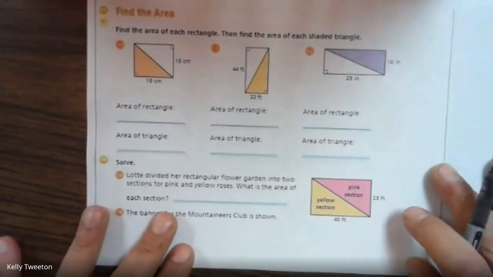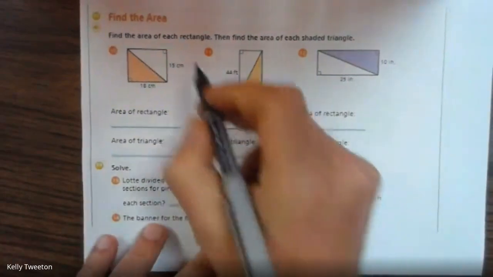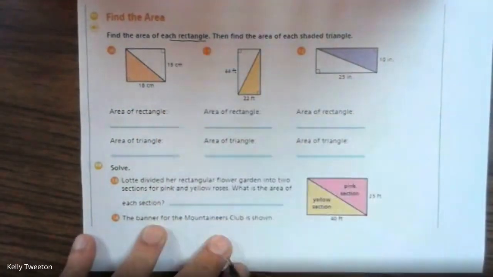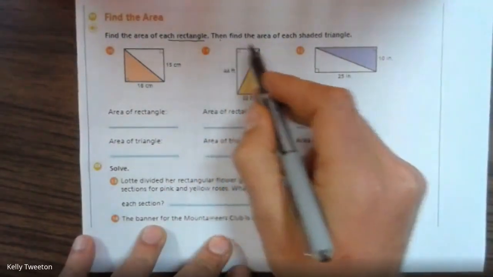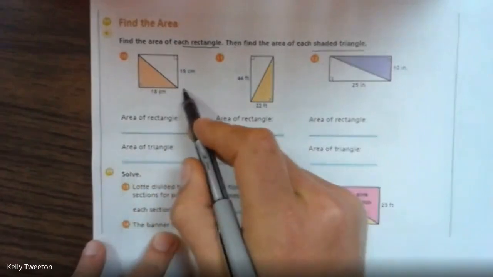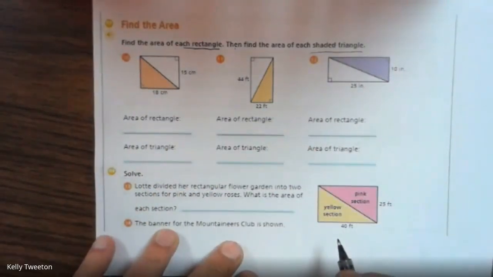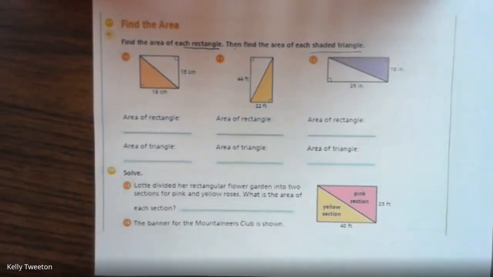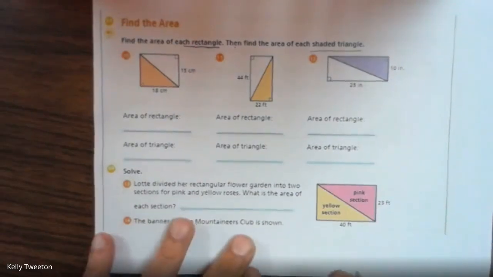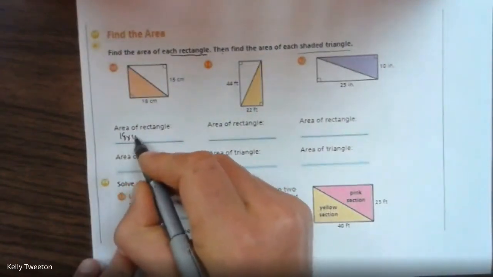Okay, number 10. Find the area of each rectangle. So first, rectangle, make sure you read directions. Then find the area of each shaded triangle. So I have an 18 by 15 rectangle. Okay. So to find the area, I would take 18 times 15.